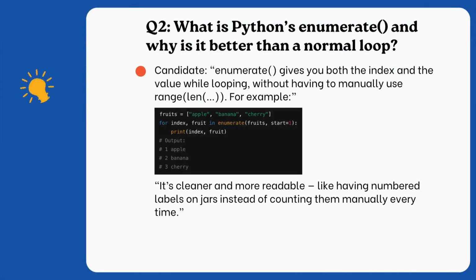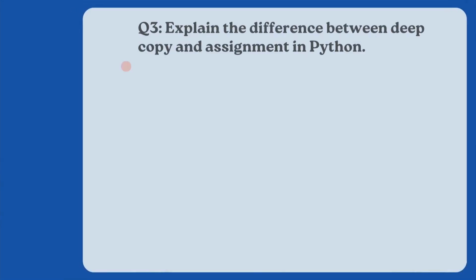What is Python's enumerate, and why is it better than a normal loop? Enumerate gives you both the index and the value while looping without having to manually use range len. For example, let's have a look at this code. It's cleaner and more readable, like having numbered labels on jars instead of counting them manually every time.